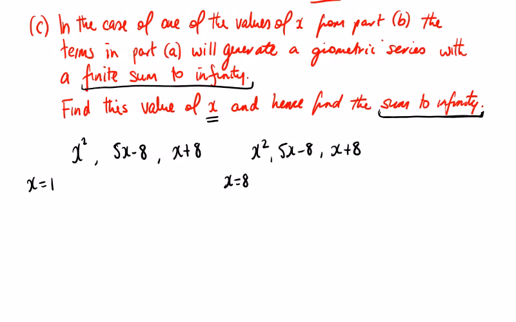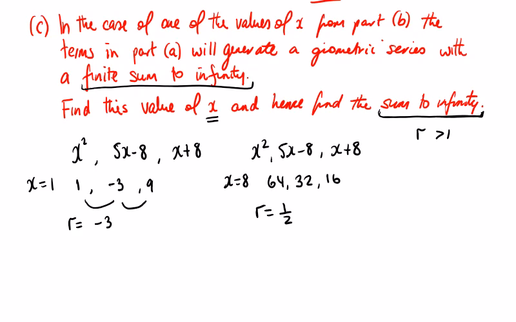Let's see what they were. So these were my terms, x squared, 5x minus 8, and x plus 8. So we put the two values in, we'll see what we get. For x equal to 1, we get 1, minus 3, 9. So this has a common ratio of minus 3. For a sum to infinity, the ratio has to be less than 1. So let's put 8 in. We're going to get 64. We're going to get 5 8s are 40 minus 8 is 32. And we're going to get 8 plus 8, which is 16. So you can see r is equal to a half here.